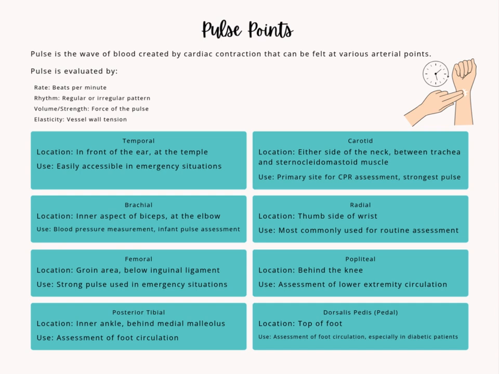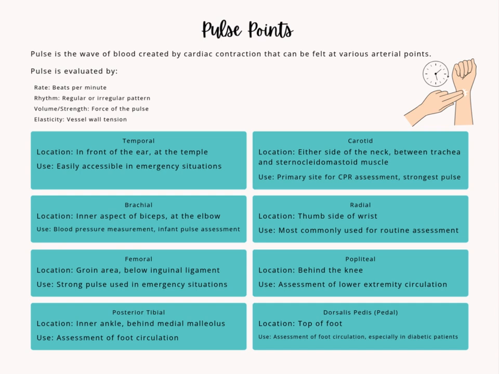Other sites include the femoral artery, which is in your groin, used a lot of times in emergencies, or that's actually where they enter to do a lot of heart caths. Popliteal is behind the knee. Posterior tibial is behind the ankle. And dorsalis pedis, or your pedal pulse, is on the top of the foot. And that, of course, is assessing circulation to your lower extremities, but all the popliteal, posterior tibial, and dorsalis pedis.